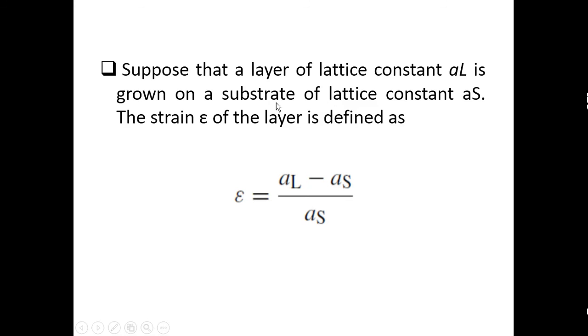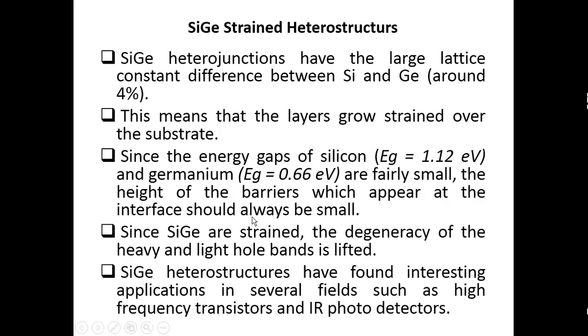Suppose the substrate has a lattice constant of As and the material which is grown over the substrate is Al. Then strain is represented by the letter epsilon. Then epsilon is equal to, that is, strain is equal to Al minus As divided by As. See, this is the lattice constant. This is actually a parameter, a dimension of the material's lattice structure. So (Al minus As) by As is the strain developed.